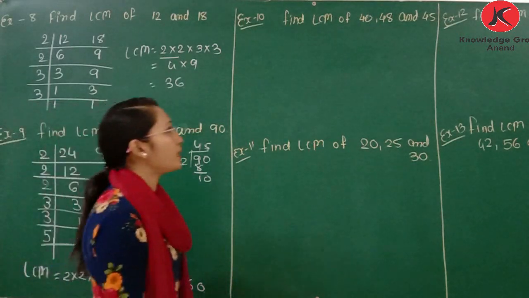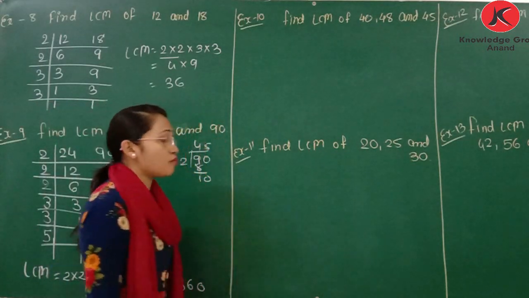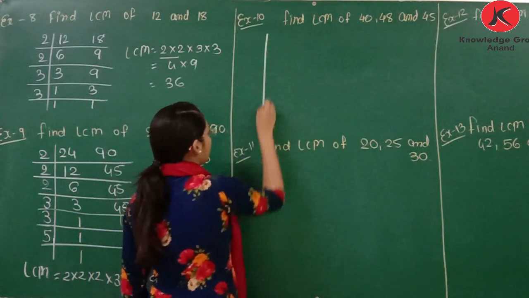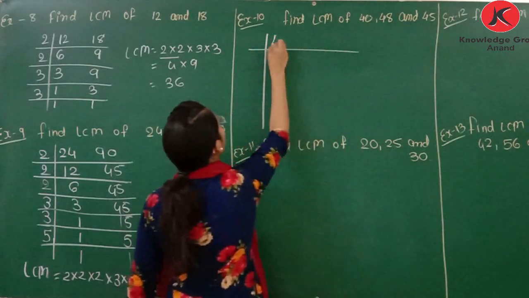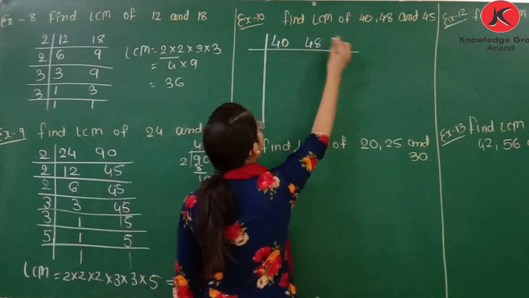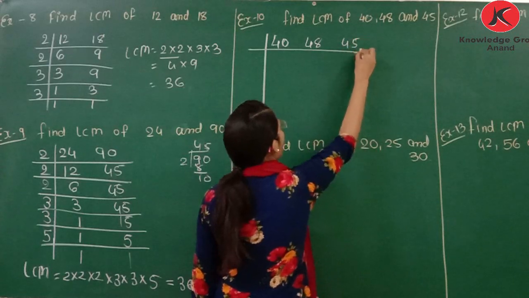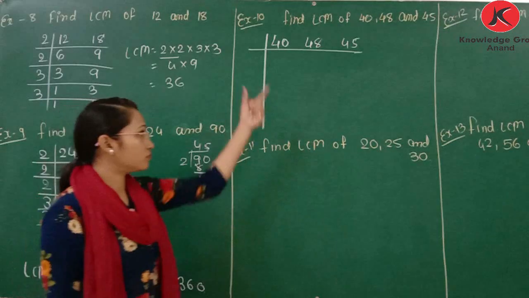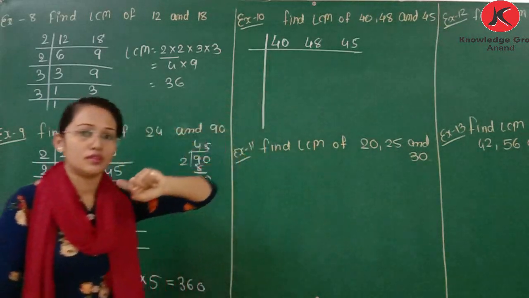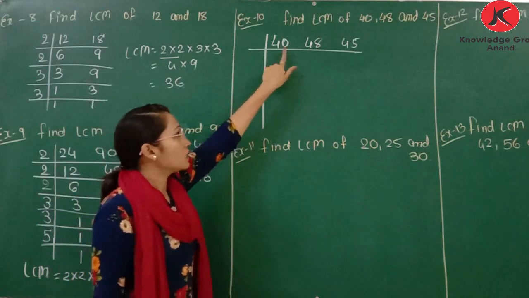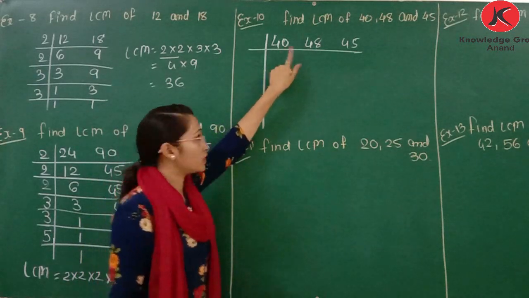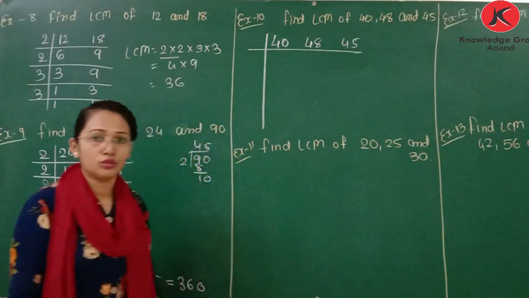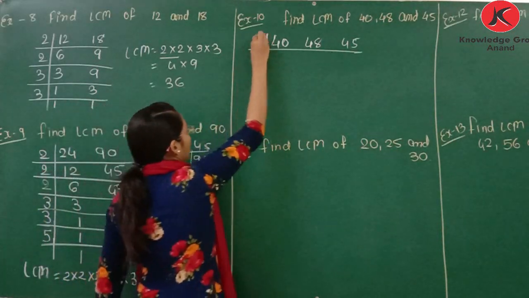Now next, example 10. Find the LCM of 40, 48 and 45. So again, here 3 numbers are given. It means whatever factor you take here, you need to try to divide all 3 numbers with that factor. So for the first, this number is divisible by 2, this number is also divisible by 2, 45 is not divisible by 2, so 45 will be as it is.